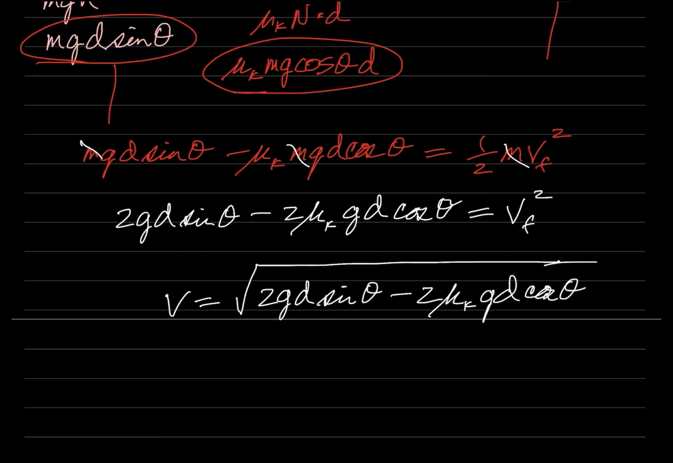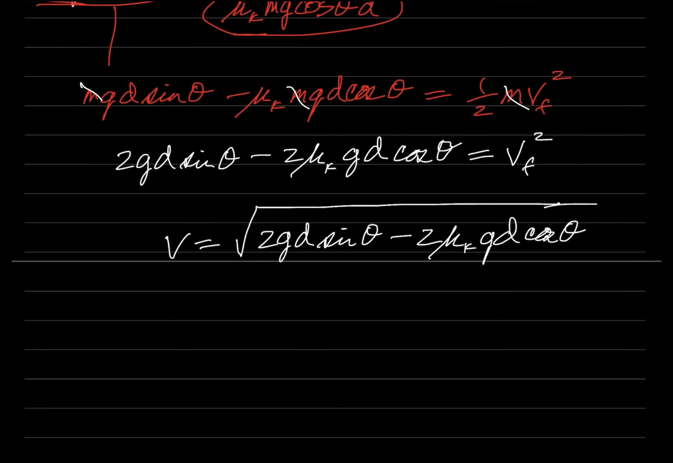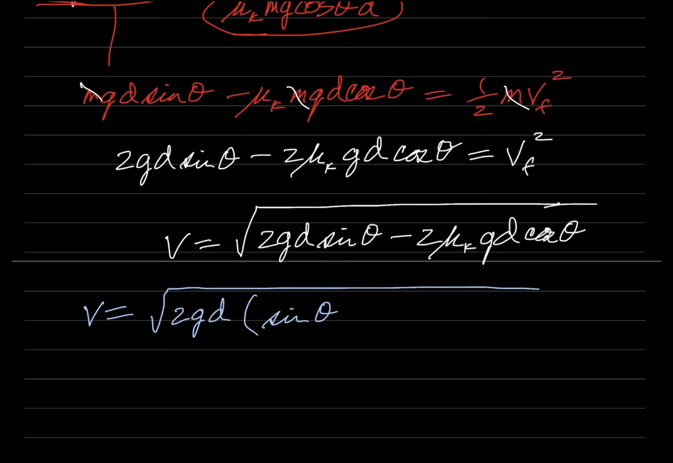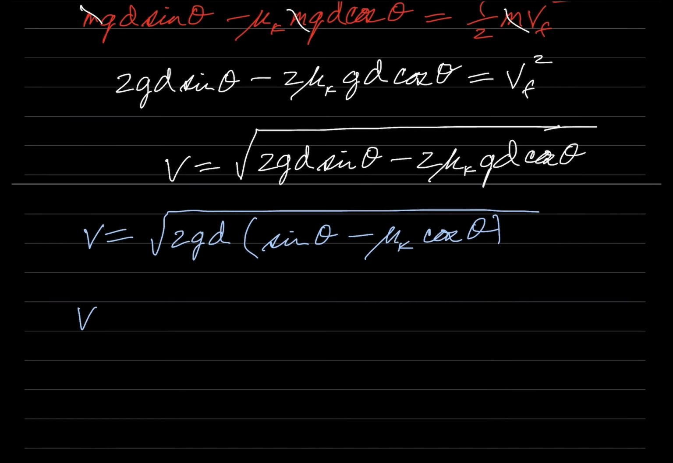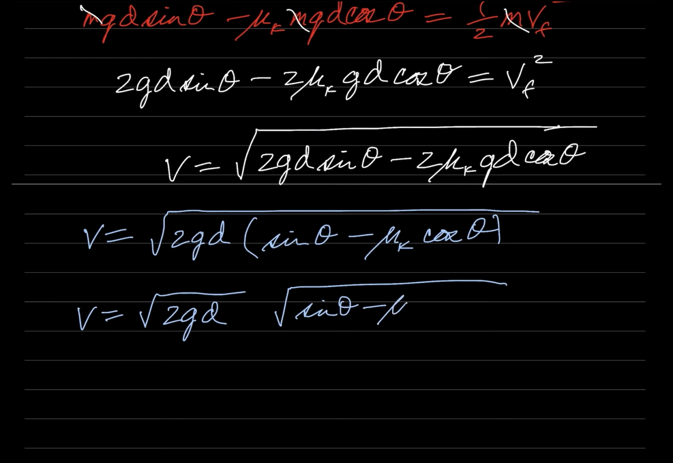8th grade algebra. But let's play with it just a little bit, okay? Let me do this. I'm just going to rewrite it. V equals the square root of 2gd times sine theta minus mu sub k cosine theta. See that? And let me write it once more. V equals the square root of 2gd times the square root of sine theta minus mu sub k cosine theta. I'm doing this for a reason. It won't be mandatory on any test. But let's just take a look at this.